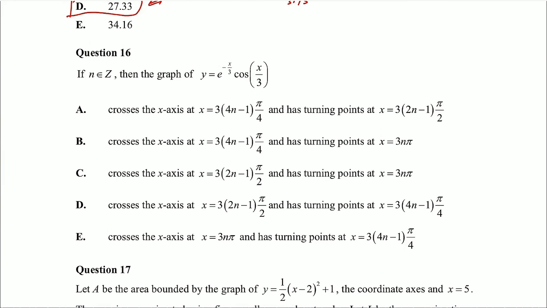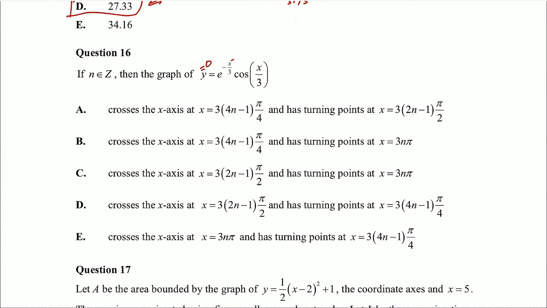So how do you do that? Crosses the x-axis means y is equal to 0. That's what you have to understand, right? So y is equal to 0 means this is 0. And then you can see when x is, so y is equal to 0. So that means you have to solve for x, right? And the turning point is this, right?